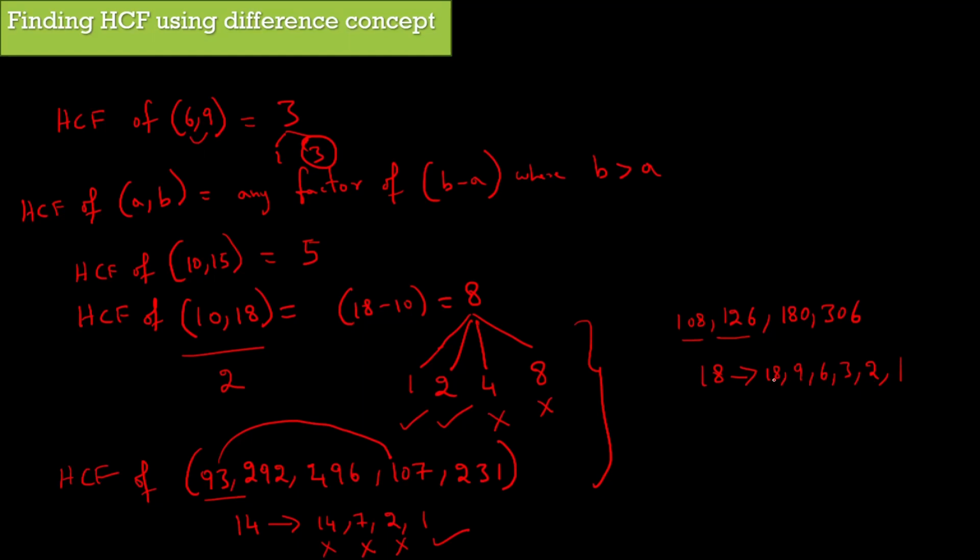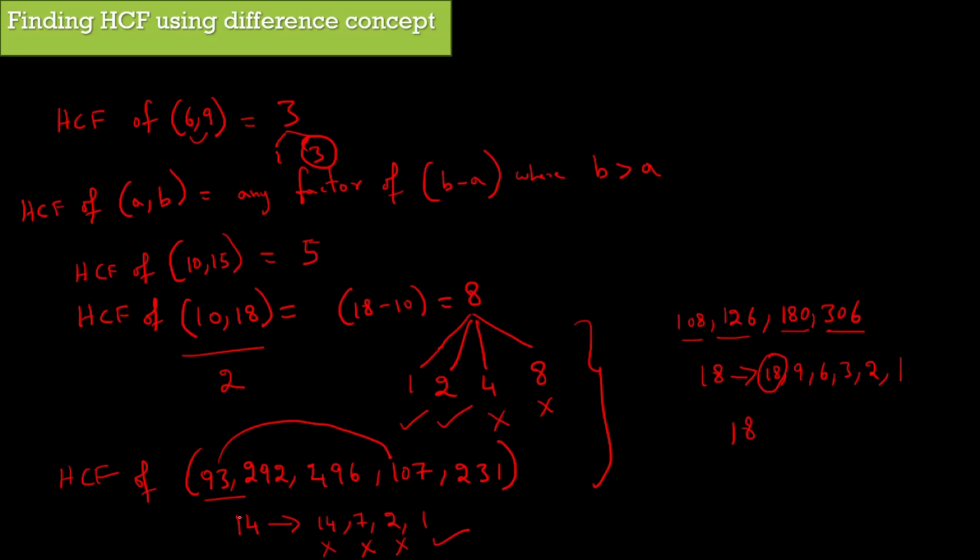And what is the greatest number which will divide all these numbers? So 18 will divide 108 6 times, and 18 will divide 126 7 times, and here it will divide 10 times, and 18 will divide 306 also. Okay, so here 18 is dividing all the numbers, so no need to check the remaining ones because this is the highest common factor which is dividing all of them. So what is the HCF of these numbers? 18.